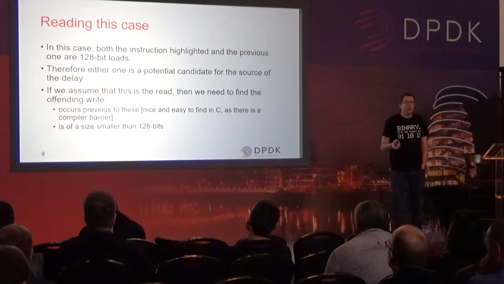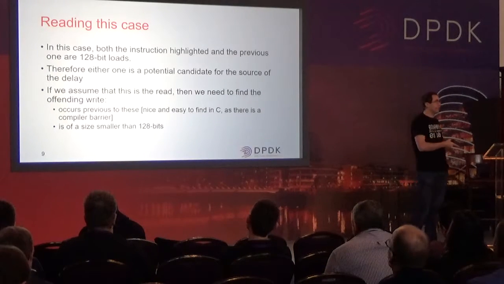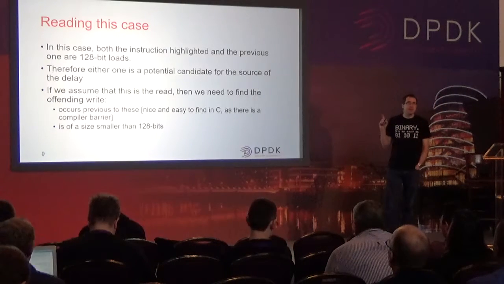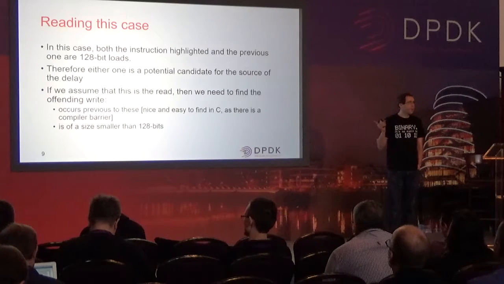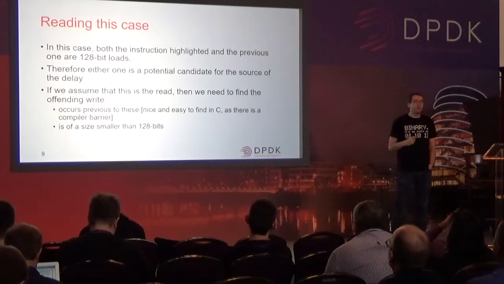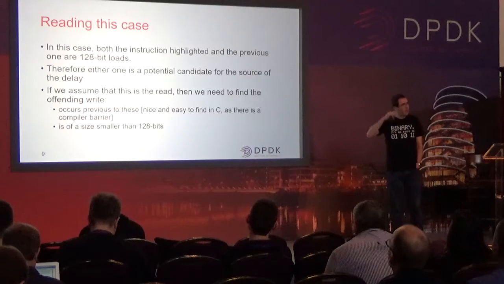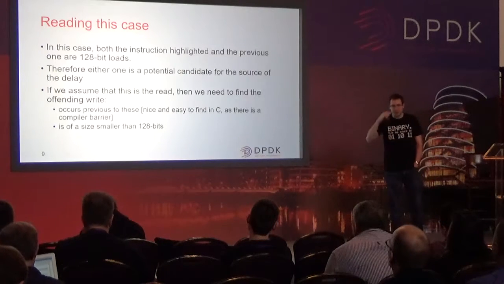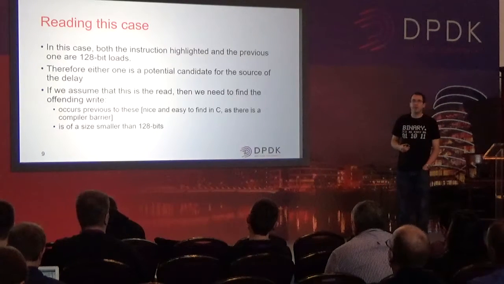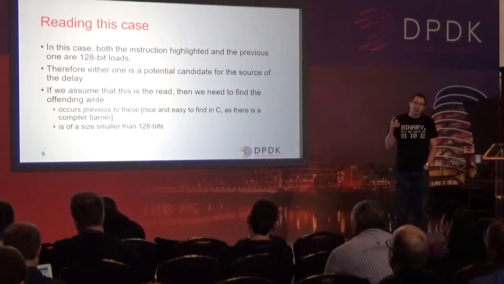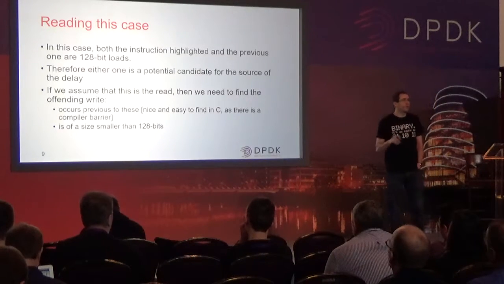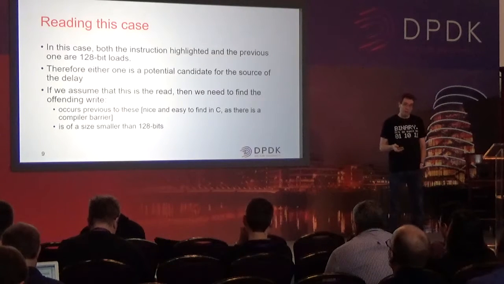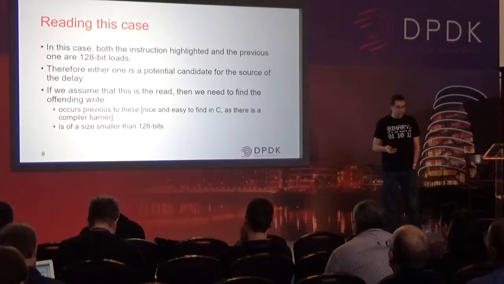So if we find the read, we need to find the actual culprit, being the earlier write. The nice thing about this driver code was that we had a compiler barrier put in right before those reads. So we don't need to worry about the compiler reordering reads and writes around that. We know it's just somewhere before that barrier. We don't need to look further down the code for something that the compiler might have pushed about the place. And the other thing we know is that the write must be smaller than 128 bits. Most writes are, in non-vector code, but in the vector code, we'd have to find one.